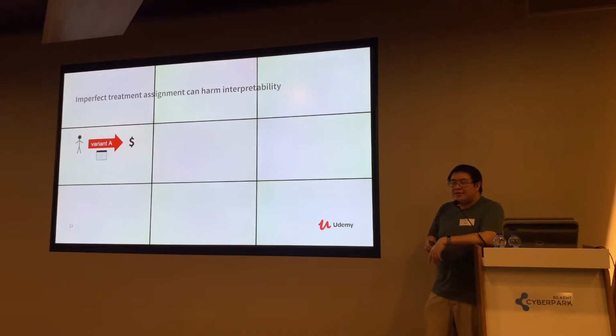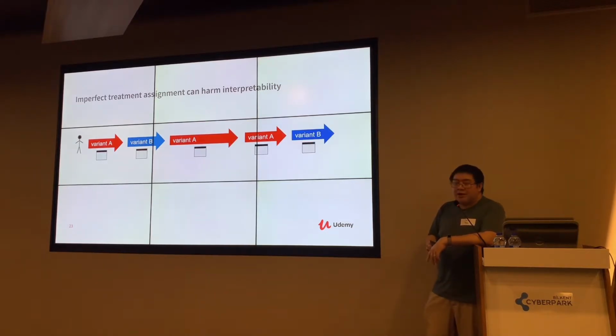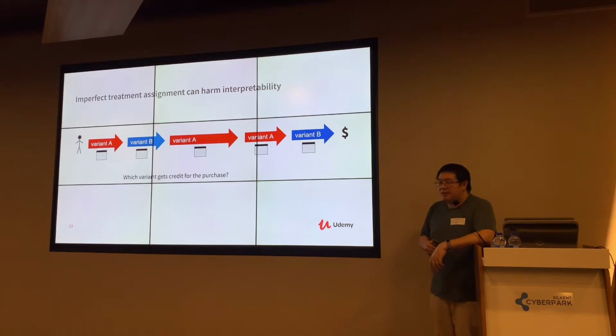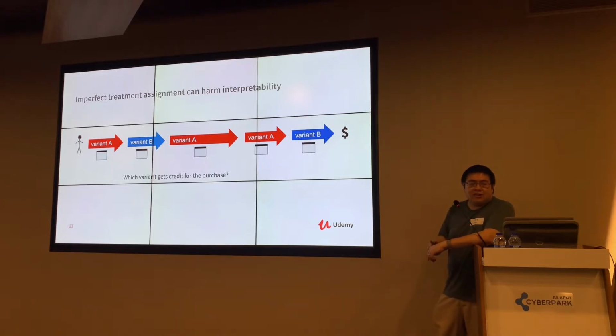But in other situations, it may be possible that the user decides to leave the site and come back the next day. And when they come back the next day, maybe the cookie has changed, maybe the user has cleared all the cookies on their browser, maybe they've decided to come back to Udemy on a different device, a mobile device instead of web. And so now that user sees variant B in the experiment. Then later they see variant A again, and variant B, and then finally this user makes a purchase. All right? So now the challenge is, if we look at this data, what variant actually gets credit for the purchase? Is it variant A? Variant B? Some combination of both? This is not entirely clear at all, right?